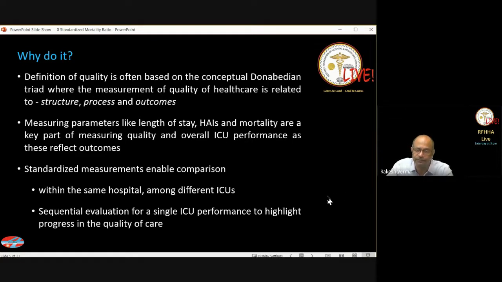A sequential evaluation of a single ICU's performance can also be done to highlight the progress in the quality of care. This is a method you can use when you implement a scoring system in your hospital. Obviously the first measurement will give you just the measurement, and it is of very little use. But if you repeat the measurement every month, then you will be able to see over a period of months how the performance is improving, or it is static, or it is going down. So standardized measurements give us that ability to do the comparison.